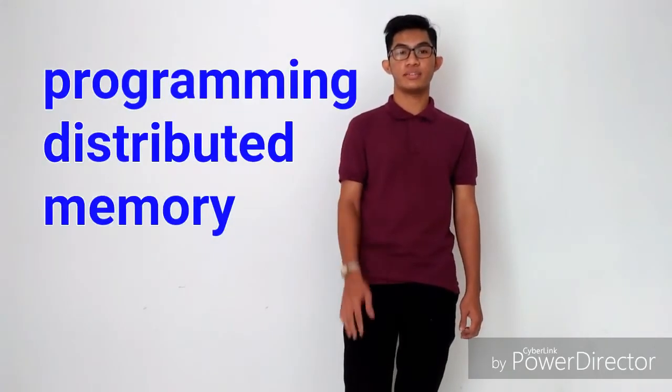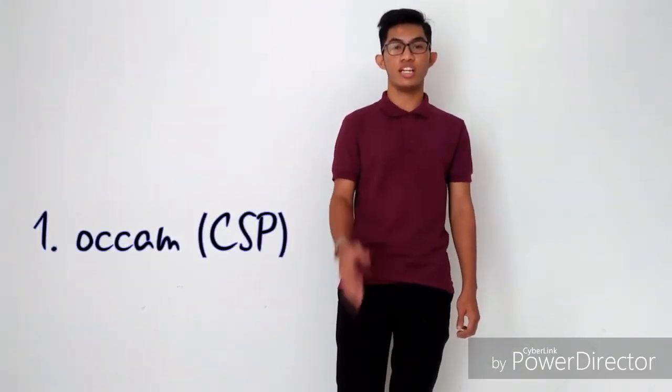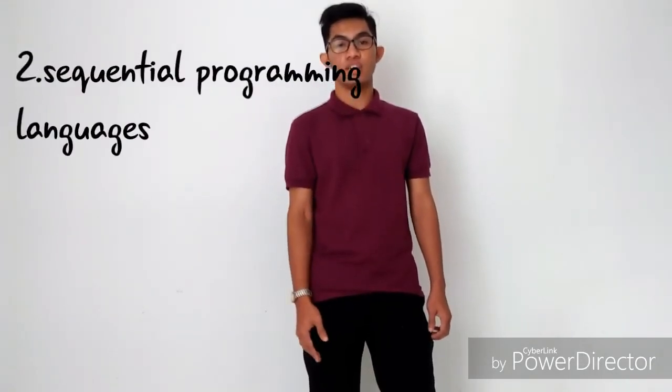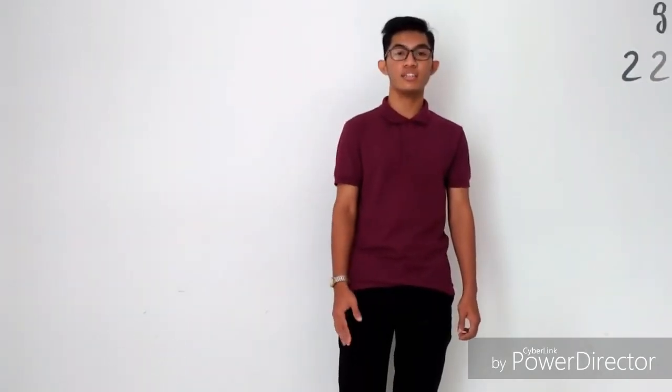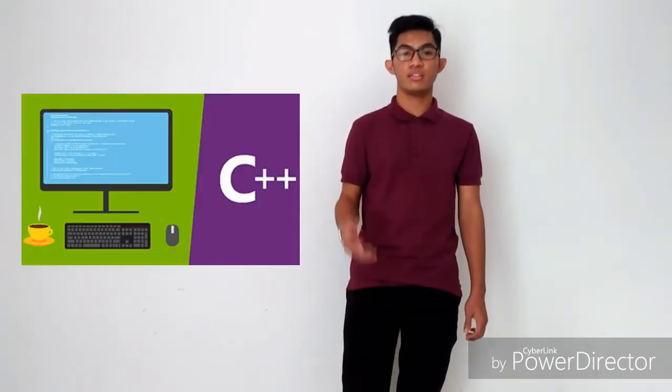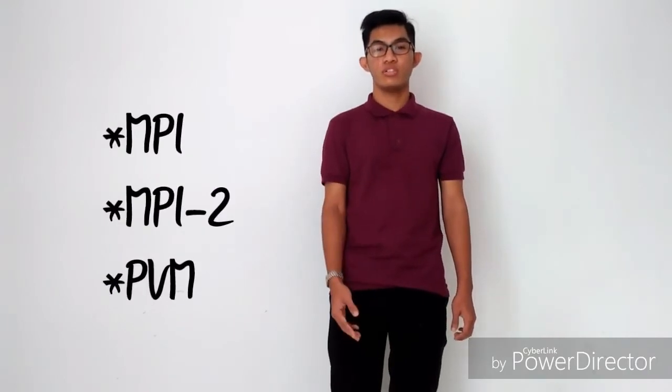Programming distributed memory 1: explicit message passing. First, there are languages like Occam or CSP. Second, sequential programming languages, for example Fortran, C, C++, and Java with extensions. Third, libraries. The most common are MPI, MPI-2, and PVM. Explicit message passing also works on shared memory.